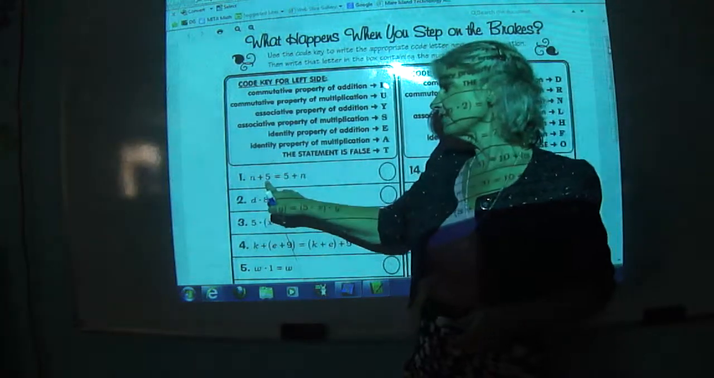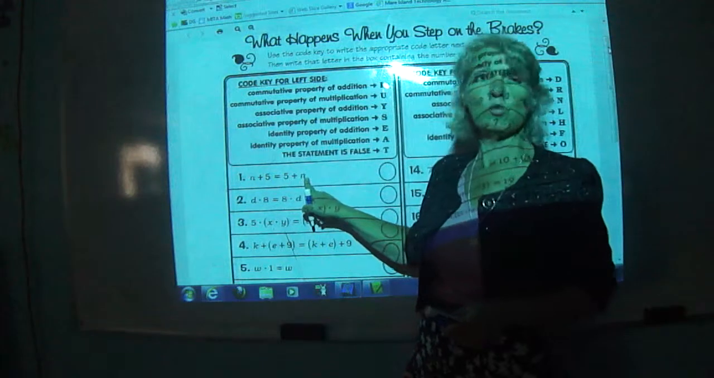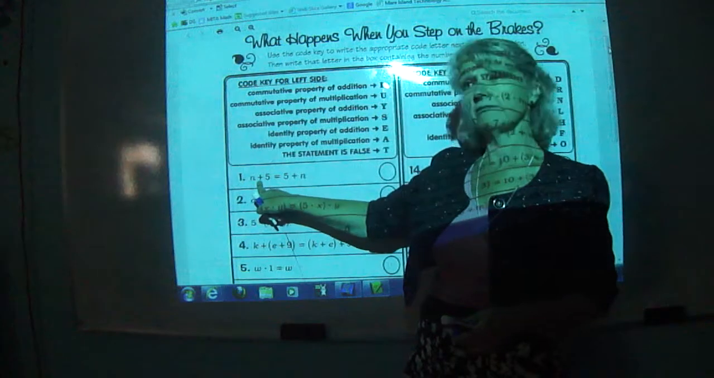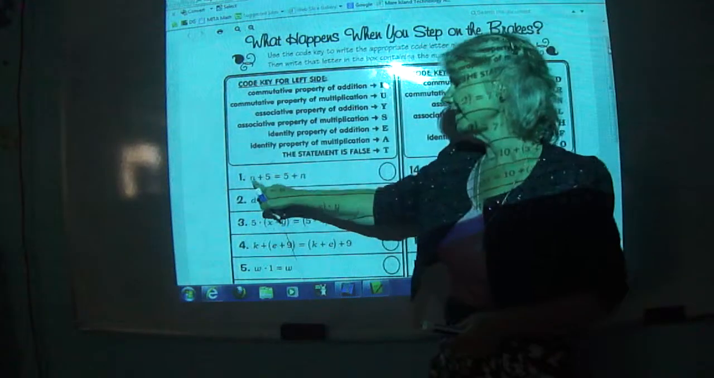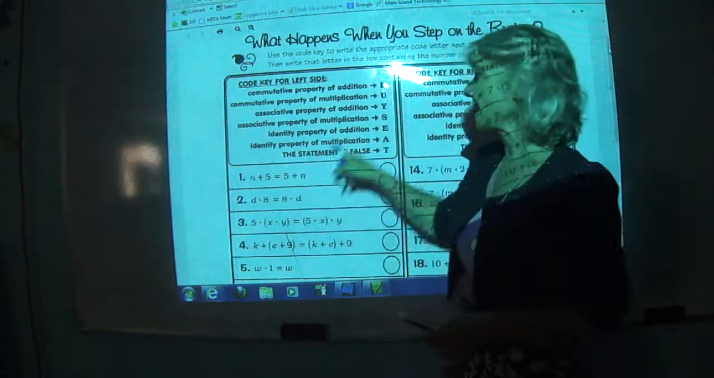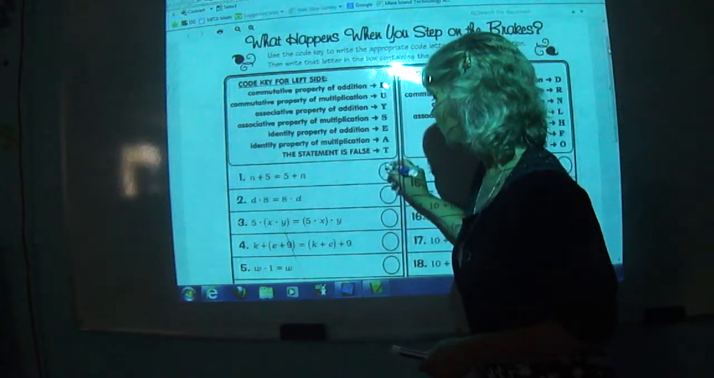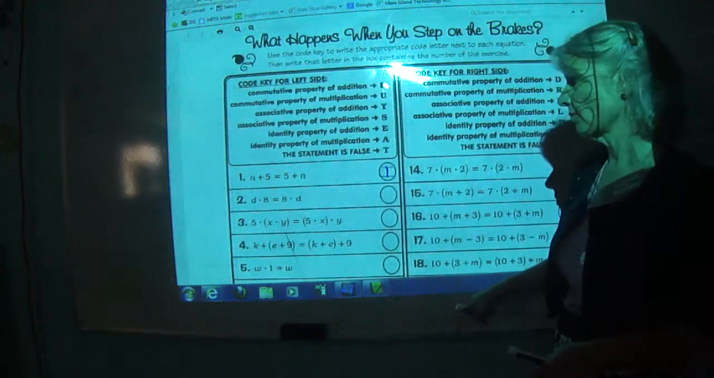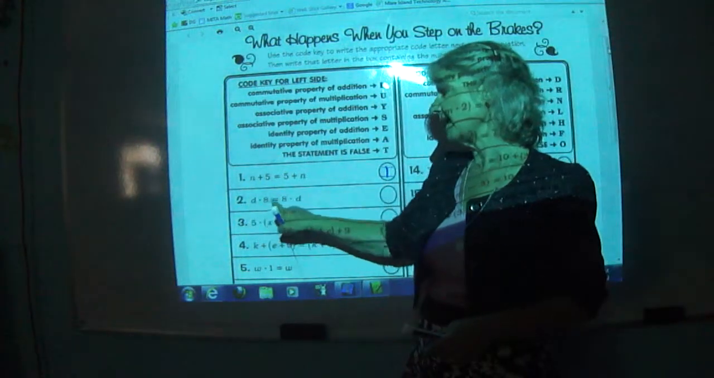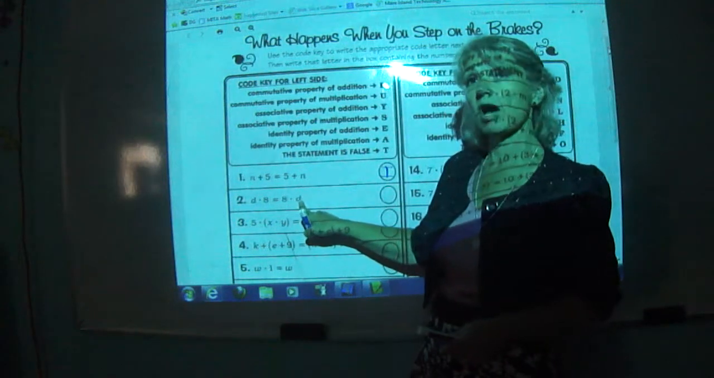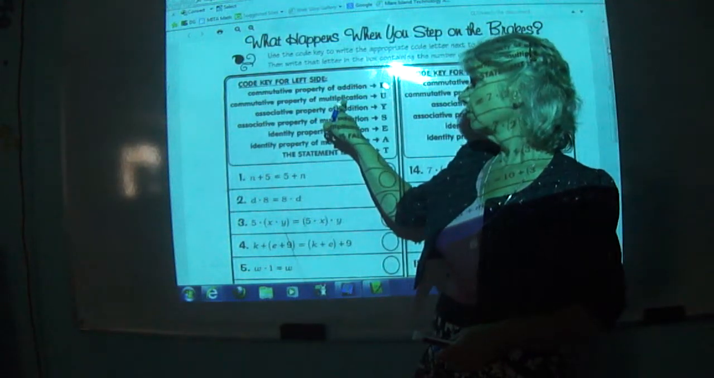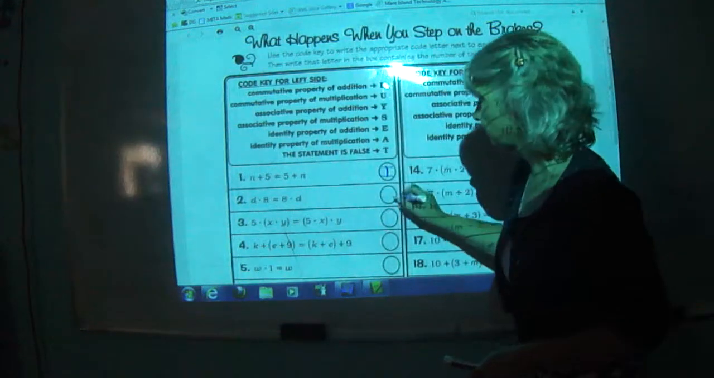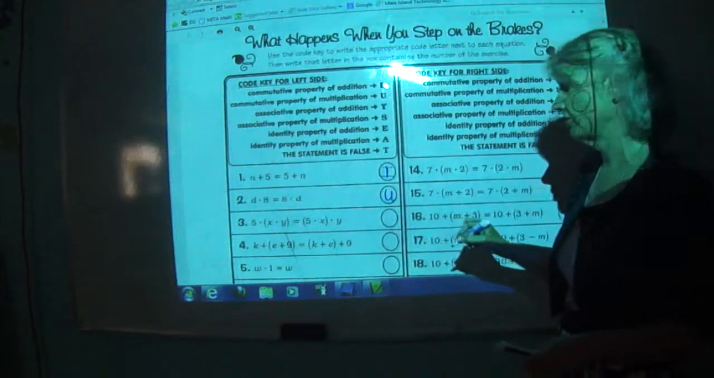So if you have n plus 5 equals 5 plus n, what are you doing? Commutative property of addition, because it's going back and forth and we're adding. So all you're going to do is put the letter I there, and then you're going to put I in box number 1. Here, d times 8, 8 times d, we're doing what operation? Multiplication, and we're commuting. We're going in two different directions. Commutative property of multiplication is letter U.